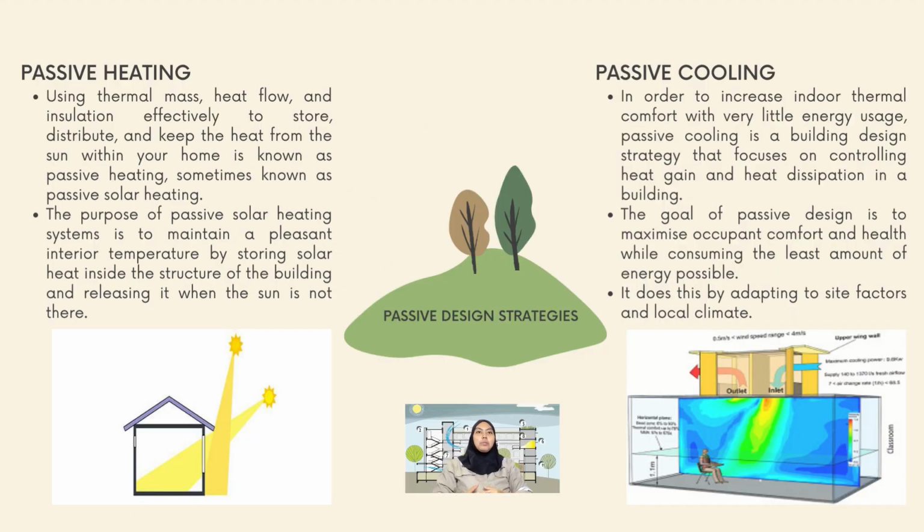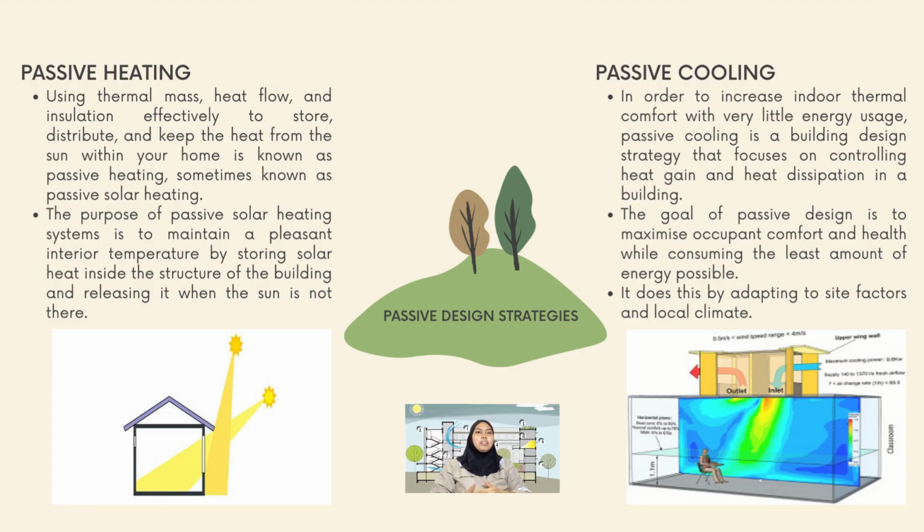So next, we will be jumping into discussing passive heating and also passive cooling. So, what is passive heating? Easily said, using thermal mass, heat flow and insulation effectively to store, distribute and keep the heat from the sun within your home is known as passive heating, sometimes known as passive solar heating. The purpose of passive solar heating is to maintain a pleasant interior temperature by storing solar heat inside the structure of the building and releasing it when the sun is not there.